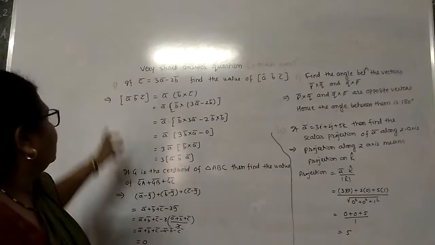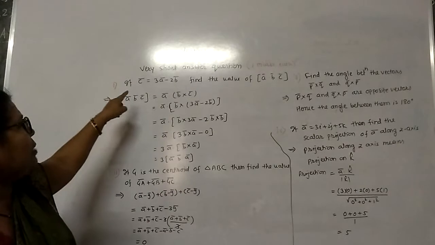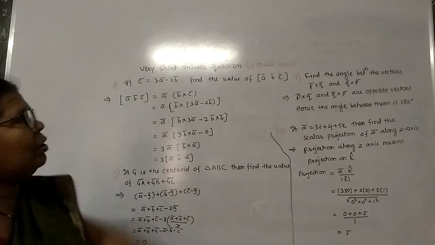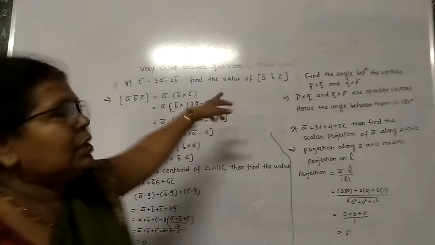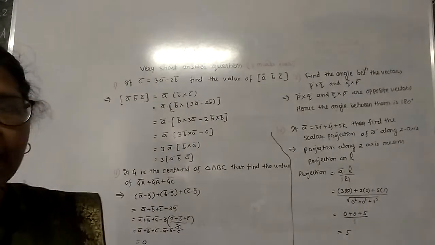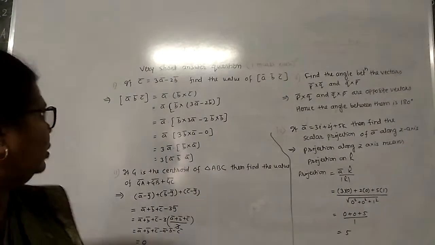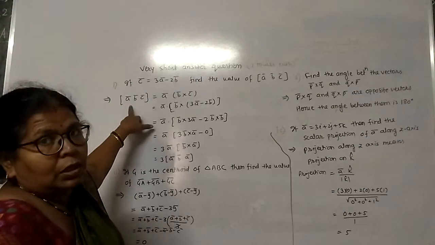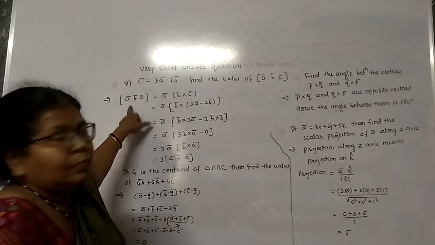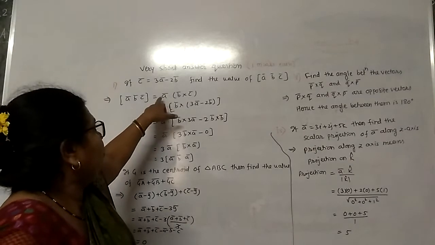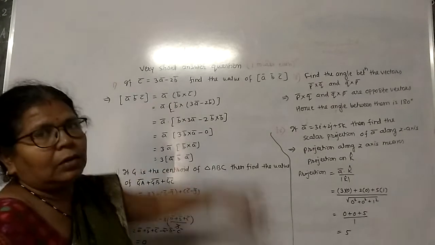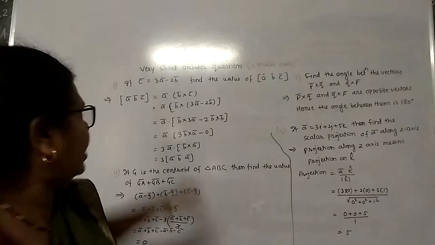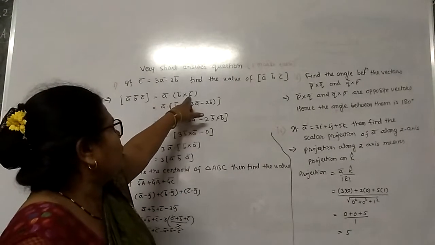Okay. The first question is: if C bar equals 3A minus 2B bar, find the value of [A, B, C]. It is the dot product, and we know that this equals [A, B, C], the box product, the scalar triple product. Box product equals A bar dot B bar cross C bar. This is the scalar triple product.